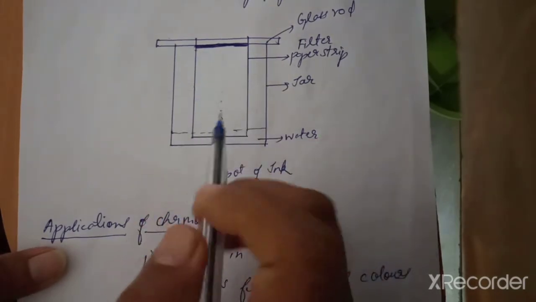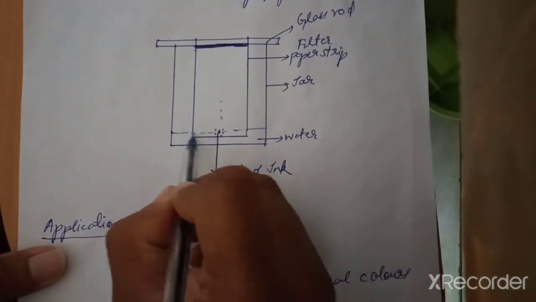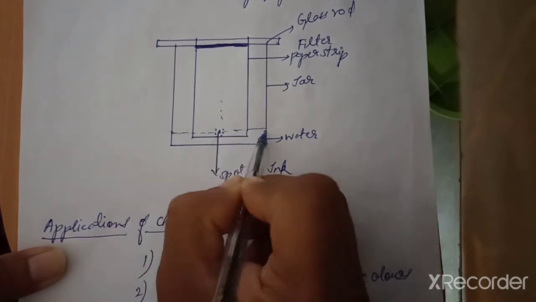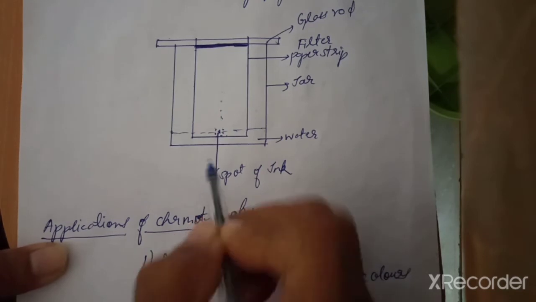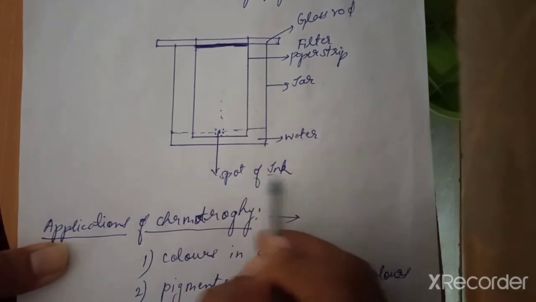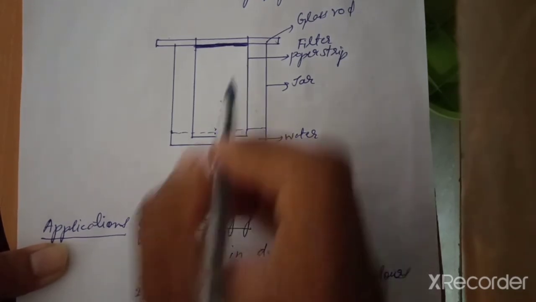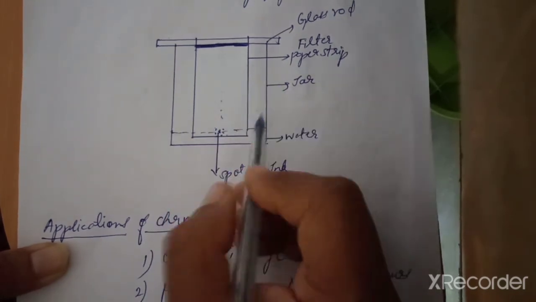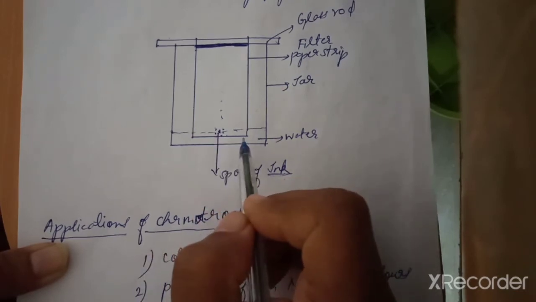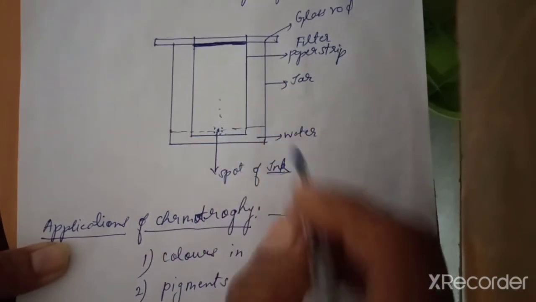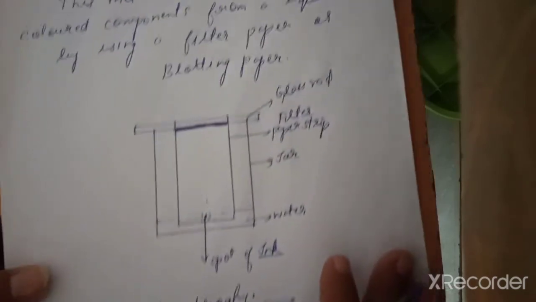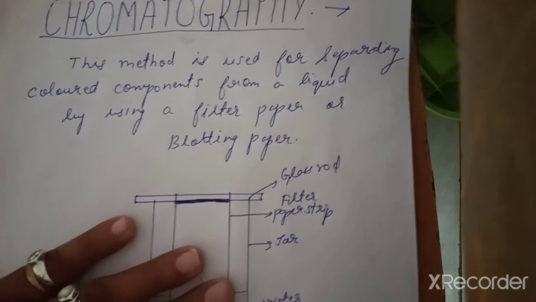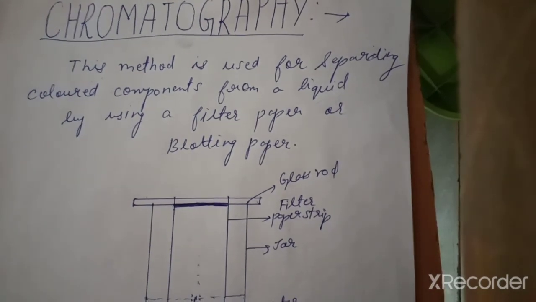One important thing we have to remember is that the paper should be dipped properly into the water. If you do not place it properly, capillary action will not take place. We take a spot of ink, and since ink is made up of different components, as the water comes up it will dissolve these components, or the dyes used for the ink, and we will get different dots when we dry this filter paper.